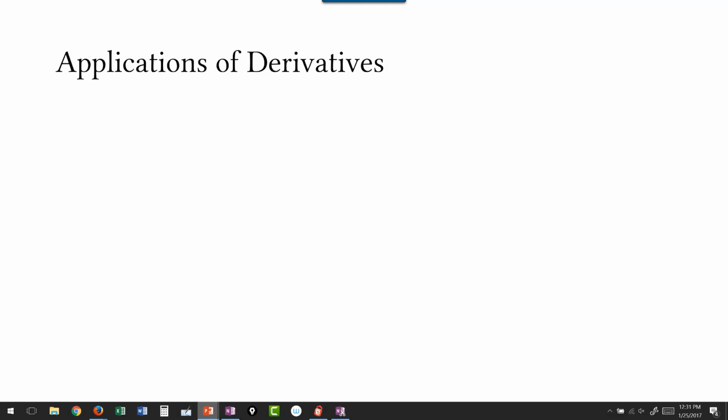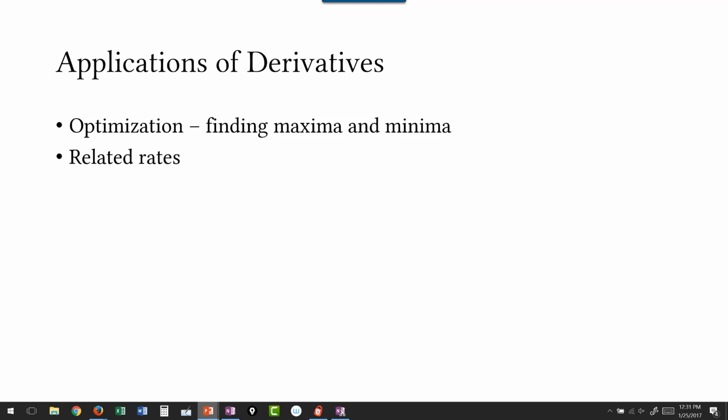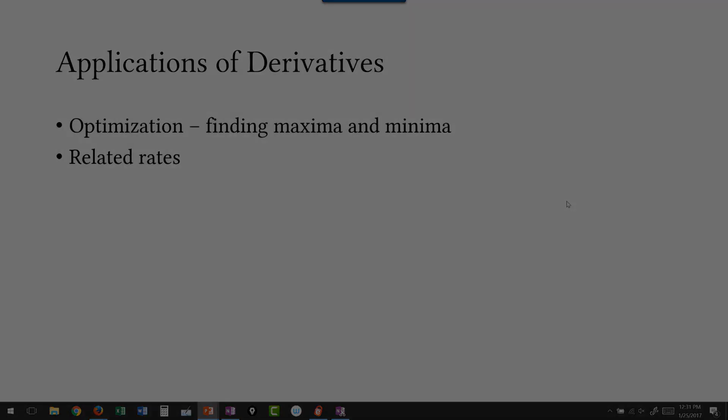So as a reminder, we spent a fair amount of time in Cal 1 on applications of derivatives. One of the big topics was optimization, where you're finding maxes and mins. And then related rates, where there is generally some unknown rate that you're interested in. It might be hard to measure, but you know it's related in some way by the Pythagorean theorem or similar triangles or something like that to a rate that you do know.